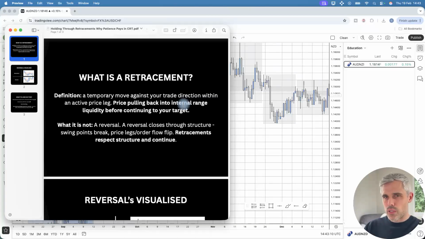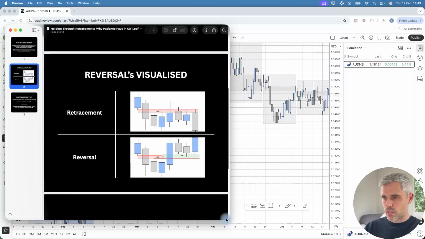What you don't want to see, what it is not, is a reversal. Reversals close through your structure. They break swing points, they shift order flow. The thing is, retracements respect structure and then continue. So what we don't want to see is structure changing, which could mean that price is about to reverse. And this is how it typically looks.